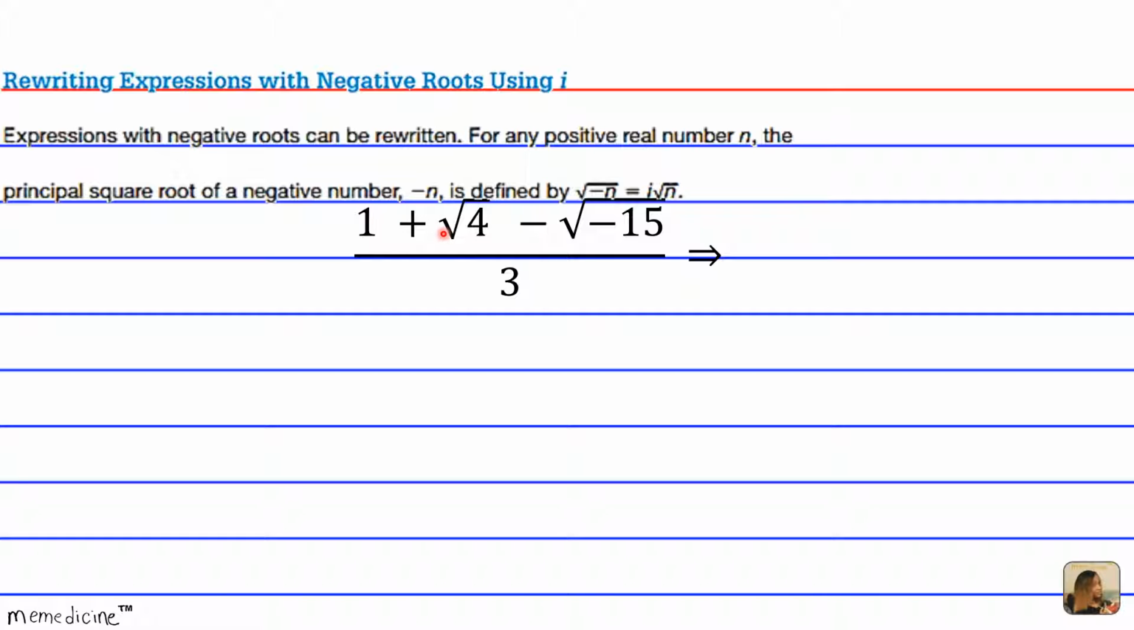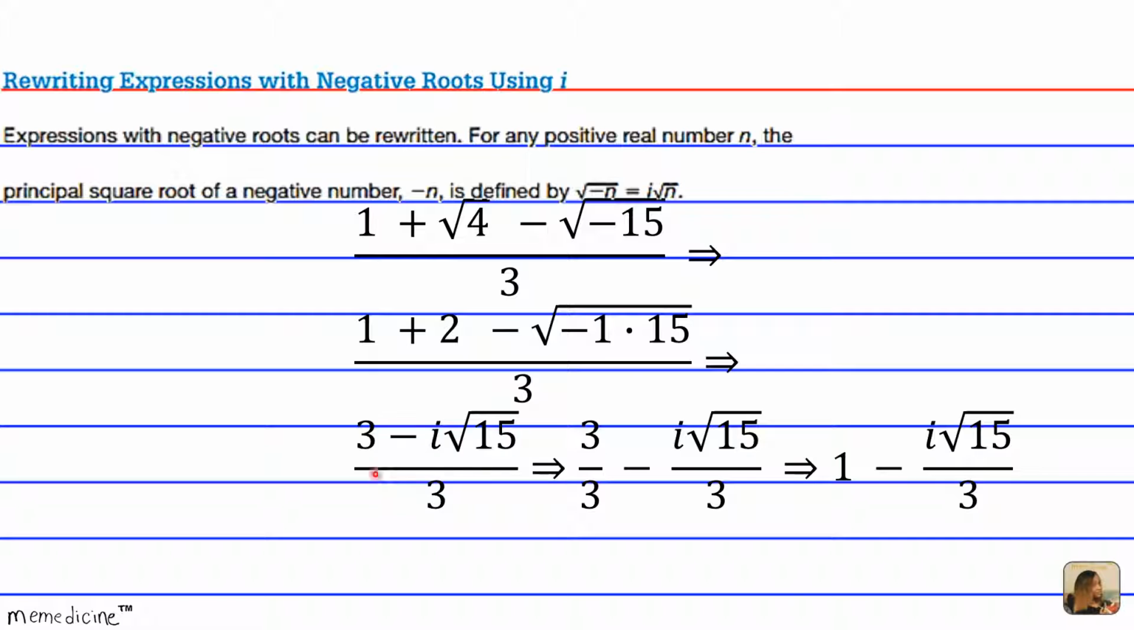The way we're going to rewrite this expression is just by evaluating each term in the numerator first, okay? So we have 1 plus 2. We notice that 4 is a perfect square, so we can automatically make that 2. Minus, now what we do is we factor out a -1, or we factor out an i, out of -15. So minus the square root of -1 times 15. Now we're going to simplify all over 3, okay?